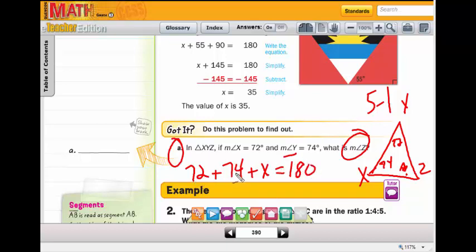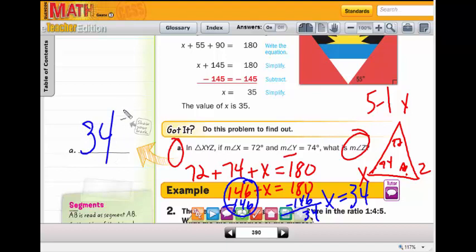So 72 plus 74 is 146 plus x equals 180. So now we can see that we're going to subtract 146 from both sides, minus 146. We've got a nice zero pair here, and we get x. x equals 180 minus 146 is 34. So x equals 34. So our answer here is 34 degrees. Don't forget to put your degree symbol and make it nice and tiny so it's obviously not a 0, please.